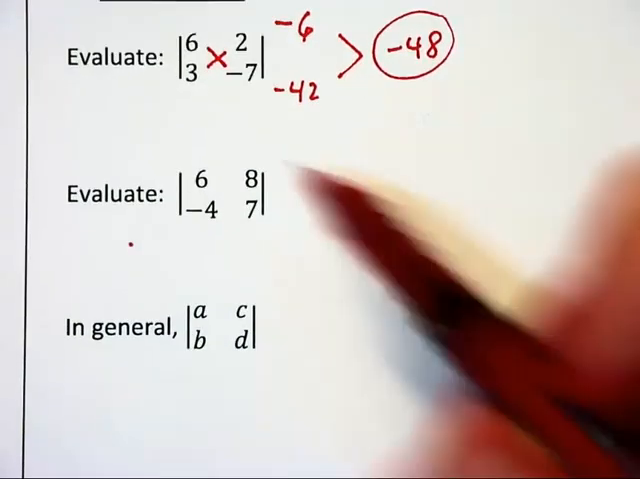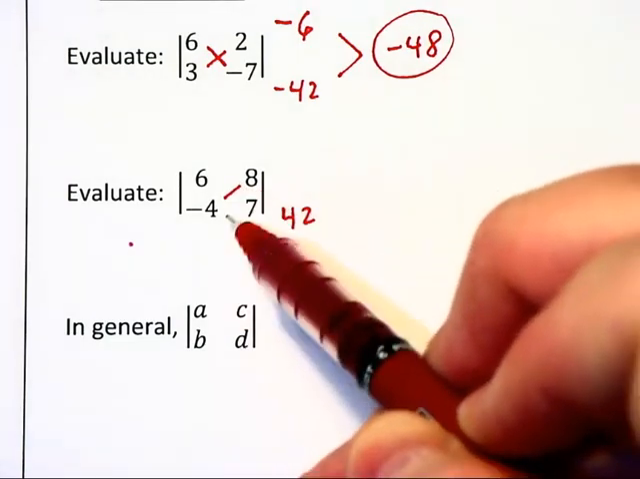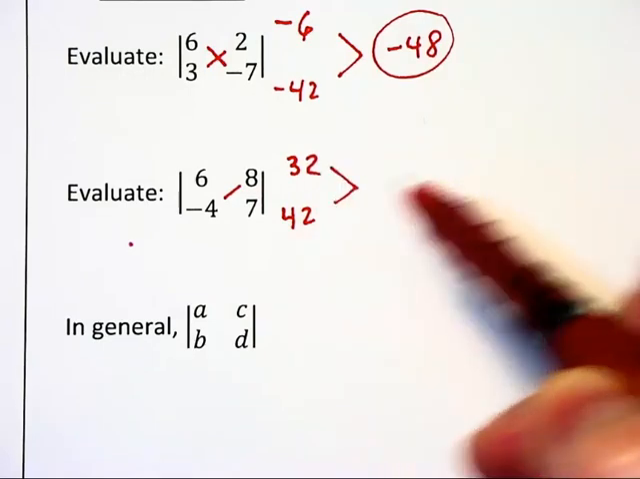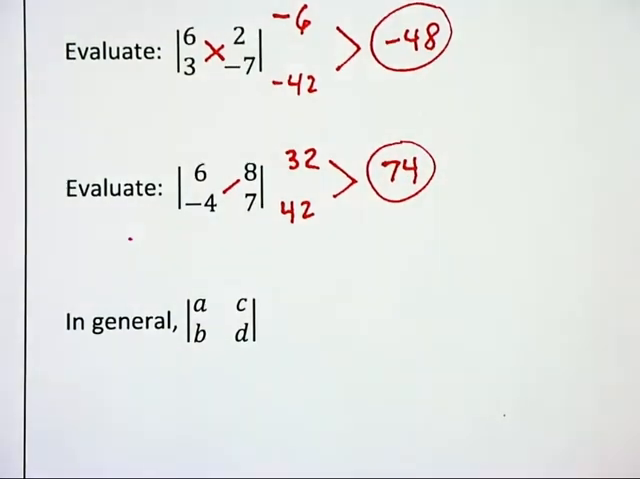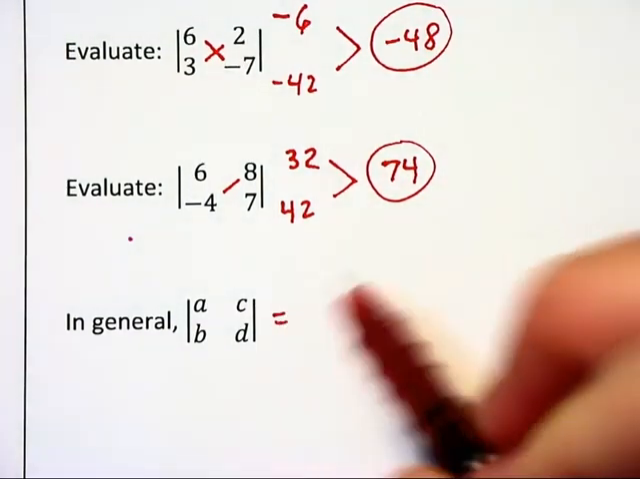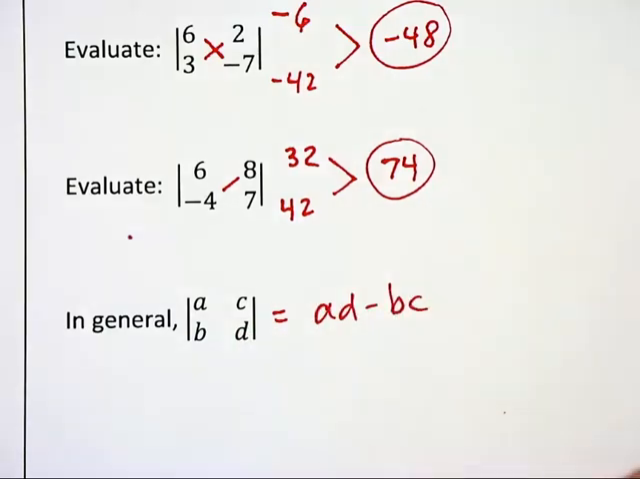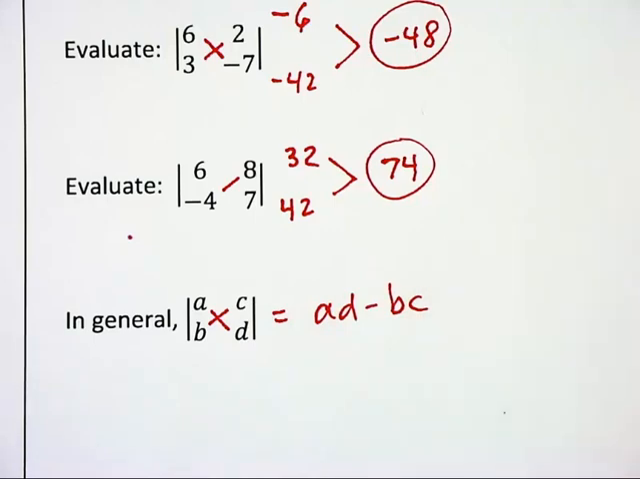In this second determinant, the first diagonal multiplies to +42, and the second diagonal multiplies to -32, but I change the product to a +42 so that I can add these together and have 74 as the value of the determinant. In general, the product of this determinant will become AD minus BC, where AD is the product of the first or main diagonal and BC is the product of the second diagonal. Notice how I am subtracting BC because I'm multiplying upward and treating that as a negative BC.